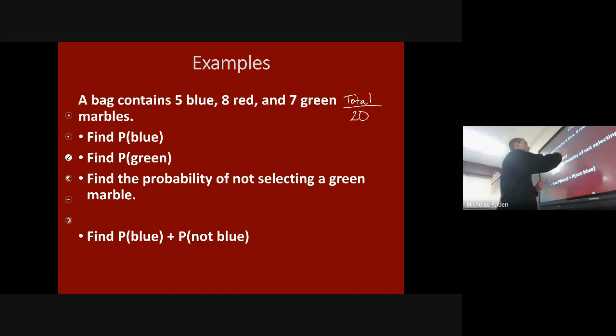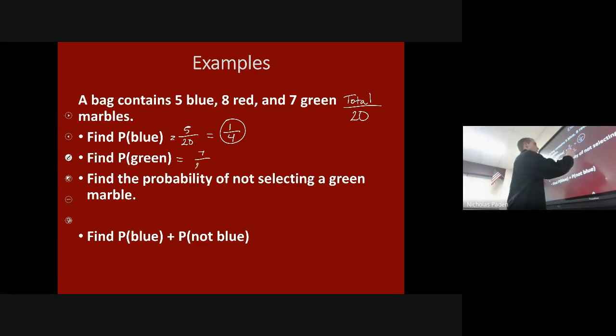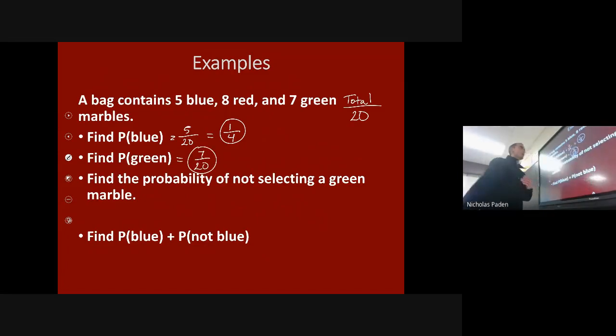So the probability of picking a blue marble, there are 5 blue marbles out of 20. And so 5 out of 20 simplifies to 1/4. The probability of picking a blue marble will be 1/4. Probability of selecting a green marble, green would be 7 out of 20. And we cannot simplify 7 out of 20. So that would be the probability.